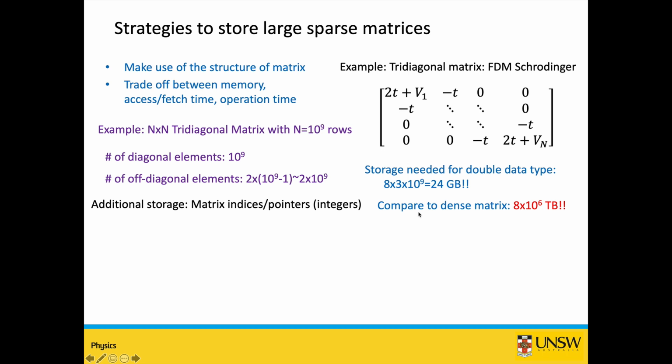And if you compare this to the dense matrix storage requirement, which was about 800,000 terabytes, you can see that this offers us a huge saving, right? So it is more efficient to store large matrices in the sparse format, but there are trade-offs. Not everything is rosy about sparse matrices. There are trade-offs also.